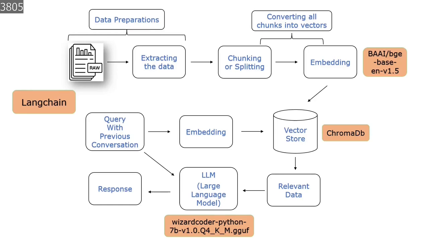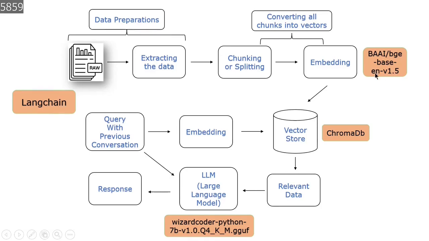So, to build the RAG application, we are using LangChain, which is a framework which we use when we need to work with context-aware applications with the large language model. And we are using ChromaDB, which is a vector store where we are storing our data in vector form. And for the embedding model, we are using BGE Base English version 1.5, which is an embedding model.